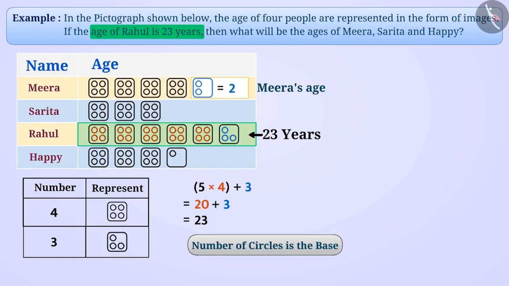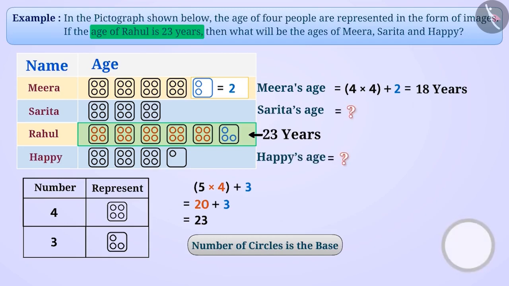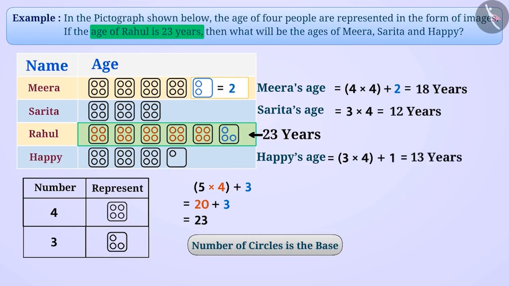Correct. It means 2. That is, Meera's age is equal to 4 multiplied by 4 plus 2 is equal to 18 years. Now, stop the video and find out what will be the age of Sarita and Happy. Here, Sarita's age will be 3 multiplied by 4 is equal to 12 years, and Happy's age will be 3 multiplied by 4 plus 1 is equal to 13 years.